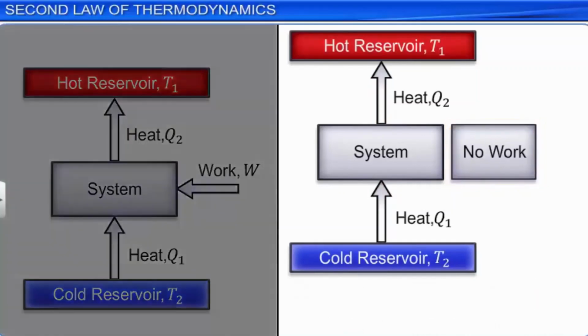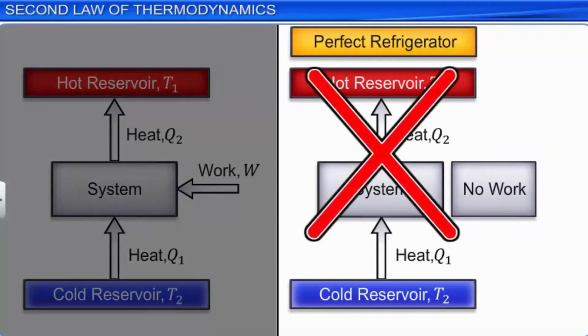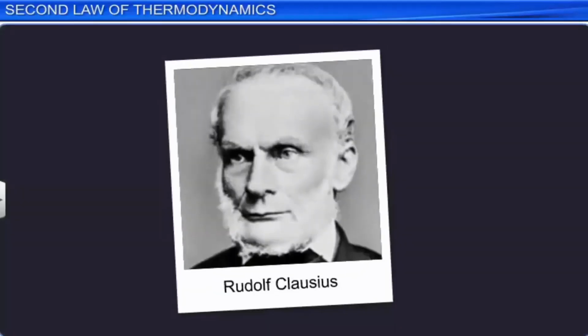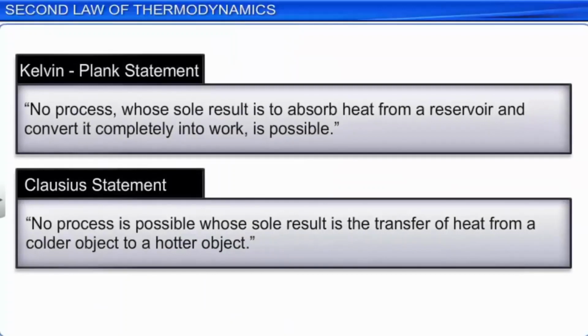But the second law of thermodynamics places a restriction on this. The other form of the second law of thermodynamics, which restricts the possibility of a perfect refrigerator, is given by Clausius and states that no process is possible whose sole result is the transfer of heat from a colder object to a hotter object. This means we can't make a refrigerator function without any external work on the system. Both ways of stating the second law of thermodynamics are equivalent. Any one form of the law can be logically derived from any other form.